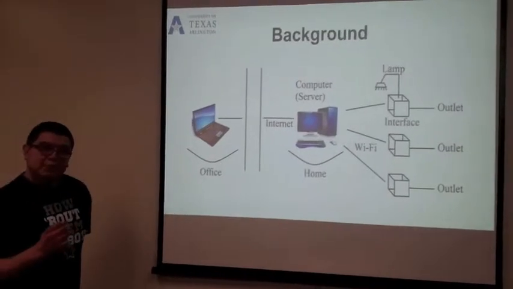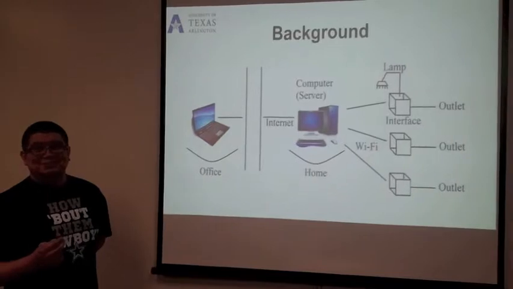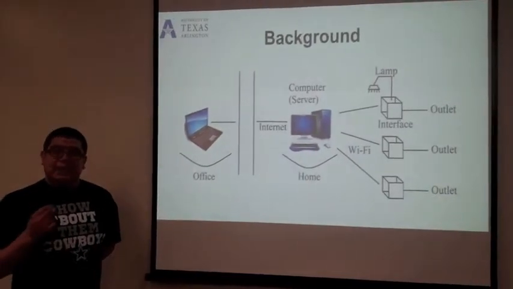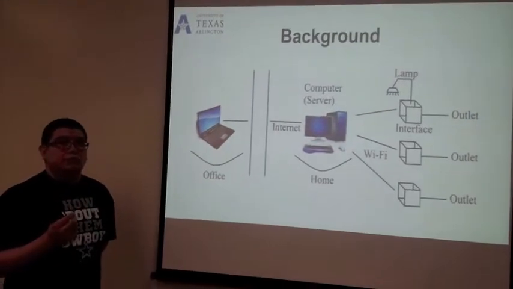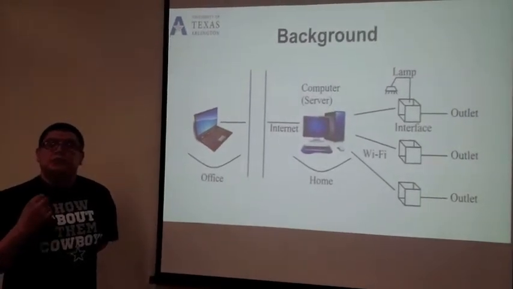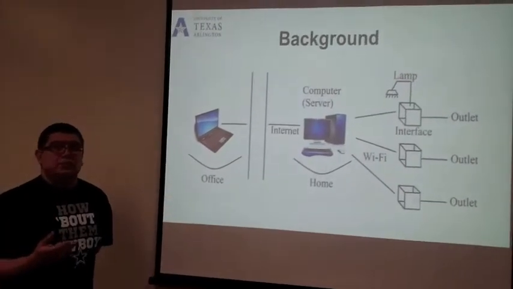So what is a smart lighting system? Basically, the smart lighting system is a smart switch that allows any appliance that's hooked up to it to be turned on or off using a smartphone application, or using our webpage.